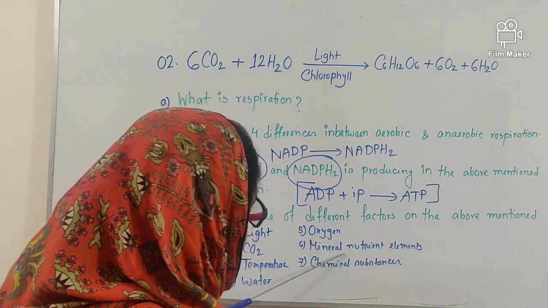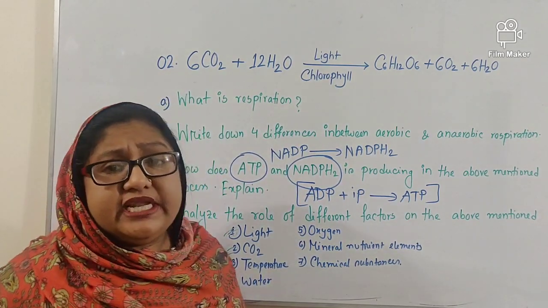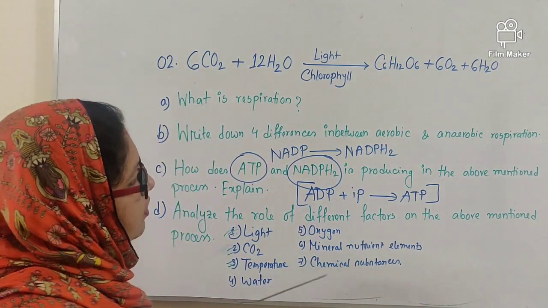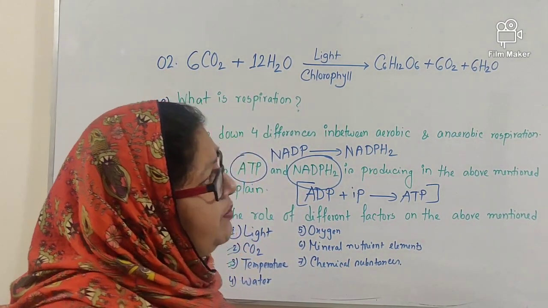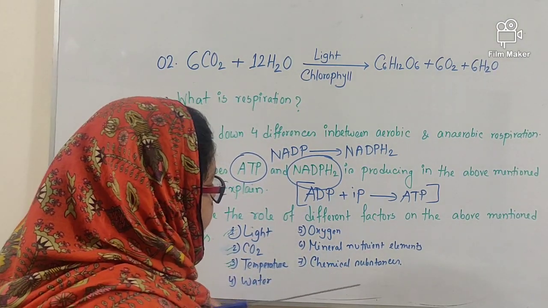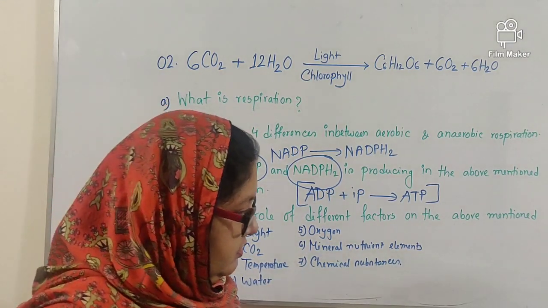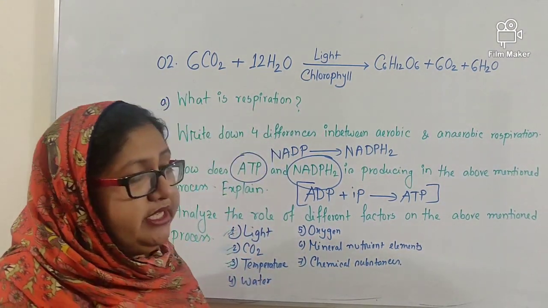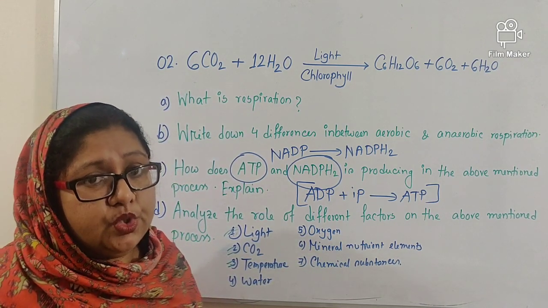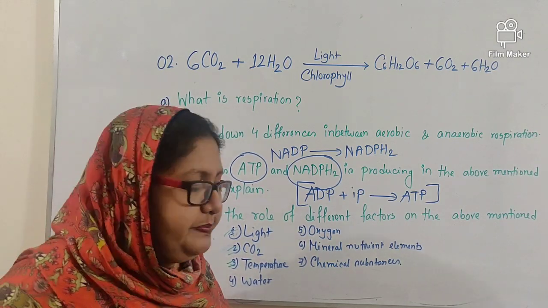Next point, mineral nutrient elements. You know that nitrogen and magnesium play a vital role. These are the two main components of chloroplast. So, if these types of nutrient elements are available at an optimum level, it will help in the synthesis of chloroplast, and the rate of photosynthesis will be higher.